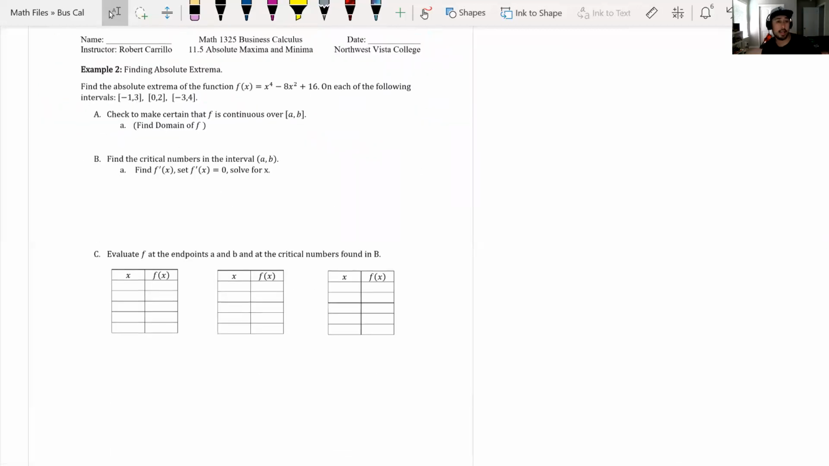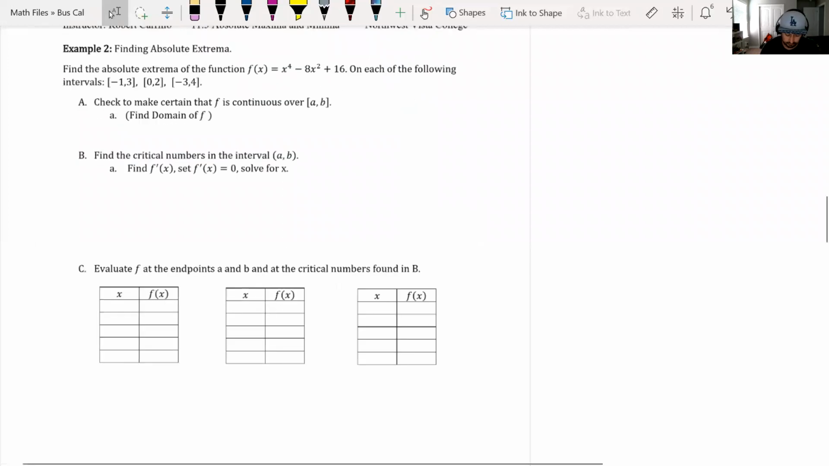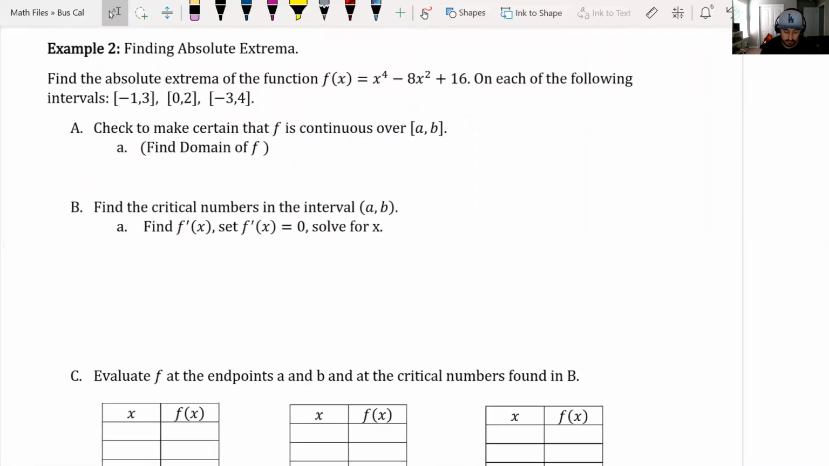Let's do it again. Find the absolute extrema of x to the fourth minus 8x squared plus 16 on the following intervals. So like I said, step A, easy money. What's the domain of this function? You're only going to get polynomial functions in this class, so your domain is always negative infinity to infinity.